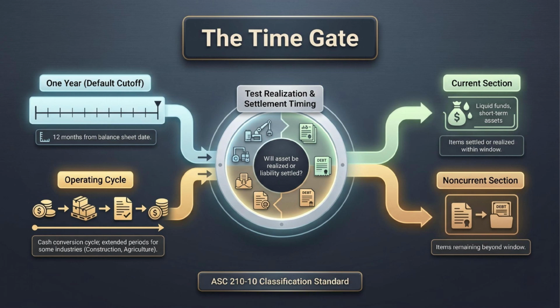However, the operating cycle can matter if it is longer. That is especially important in industries where the business cycle is naturally long. So do not classify mechanically. Think like an accountant who understands both the standard and the business. Timing is the heart of current and non-current classification.